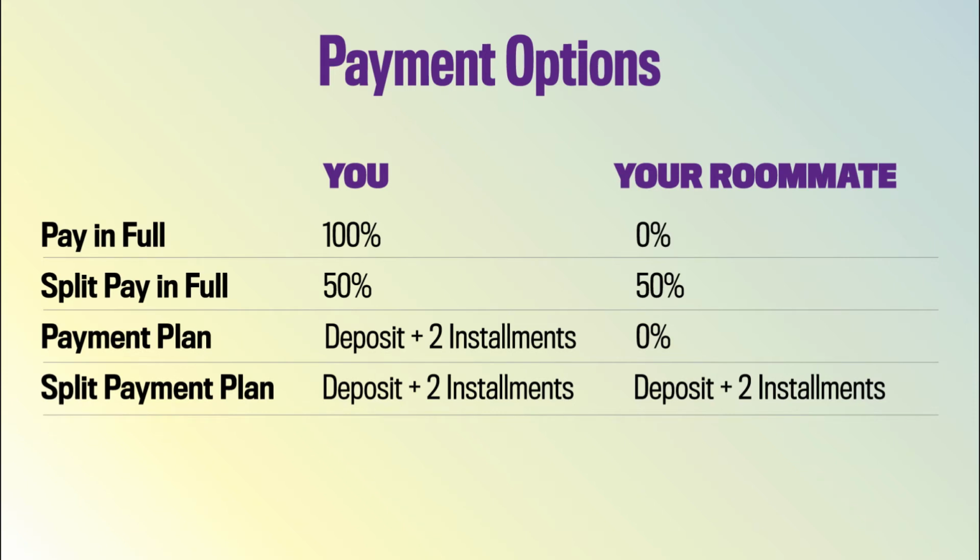The first option is for you to pay the full amount today. With the next option, you and your roommate each pay your equal share in full today. You can also choose a payment plan where you're paying the deposit today and the remaining amount is split into 2 future payments. And finally, you can split the cost with your roommate and each of you can be on the payment plan.